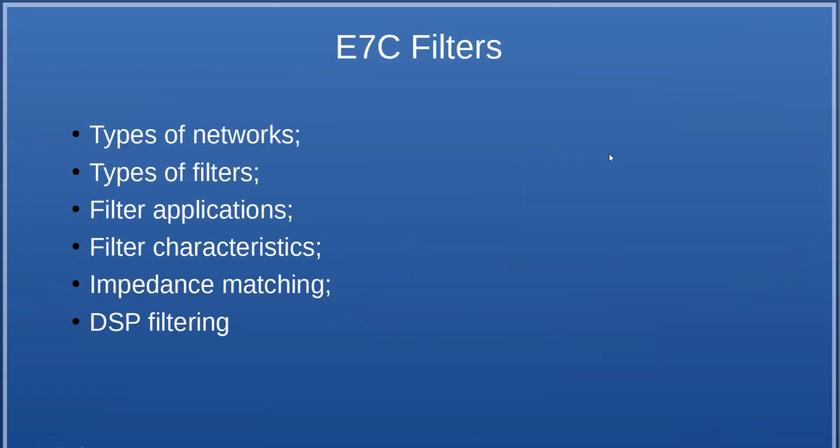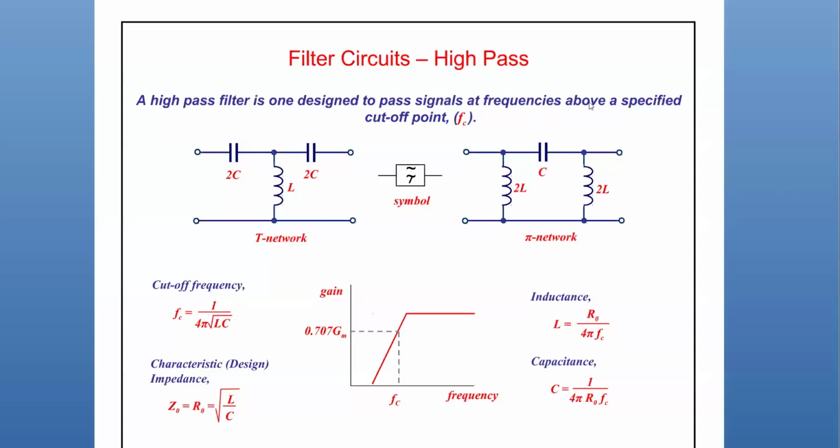For types of filters, different applications, characteristics, impedance matching, and some digital signal processing filters. This is a start, showing your typical high power filters. T, it's called a pi, because the pi looks like the symbol pi, and the T looks like a T.